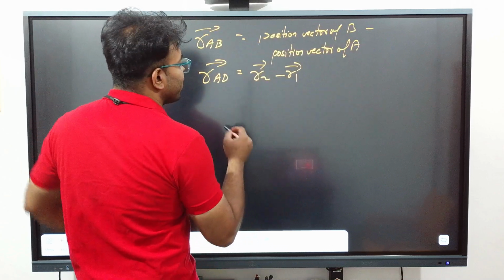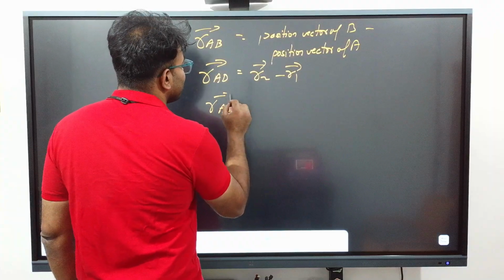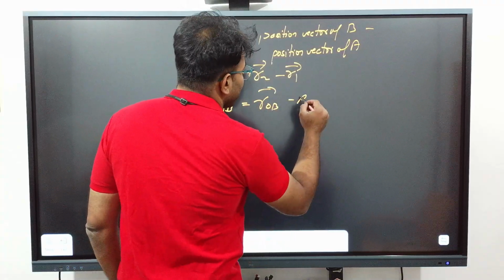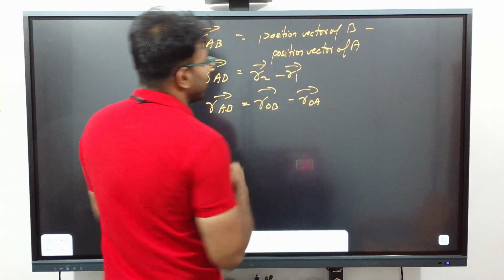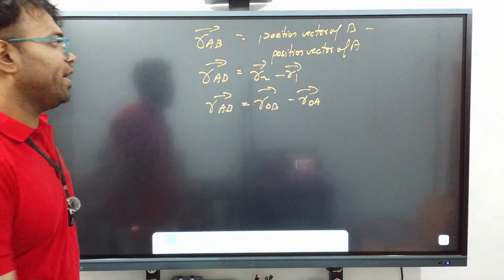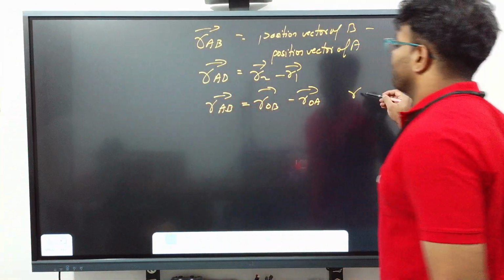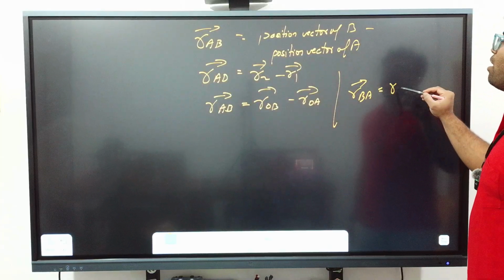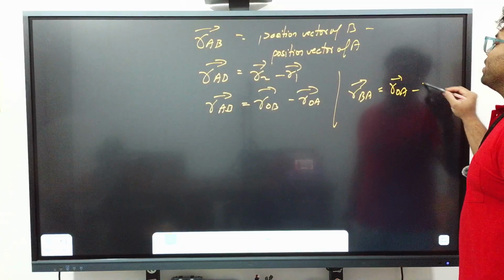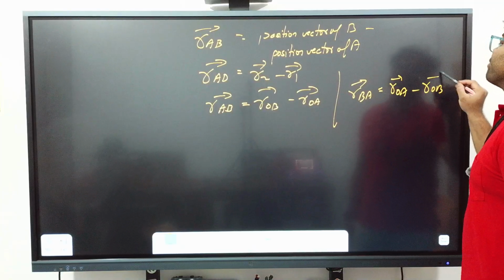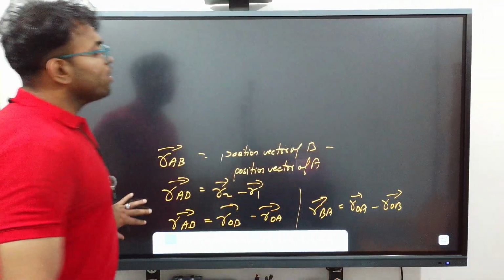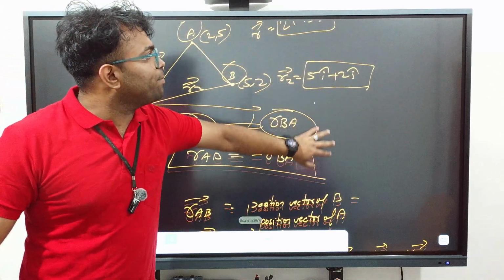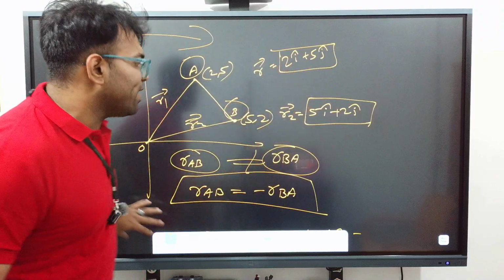To be more precise, you can write it as R of AB is equal to R of OB minus R of OA. That is the position vector of B minus the position vector of A. Similarly, R of BA can be represented as R of OA minus R of OB. Now Drupad, what is the vector value of R2 and R1? 5i cap plus 2j cap and 2i cap plus 5j cap, right?